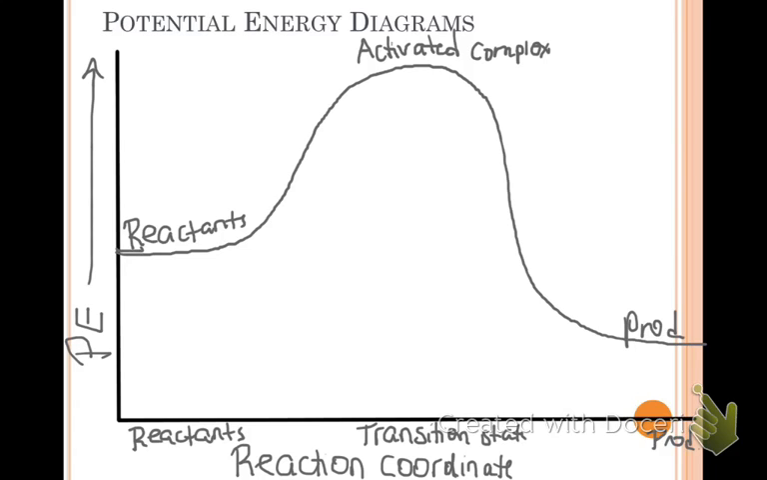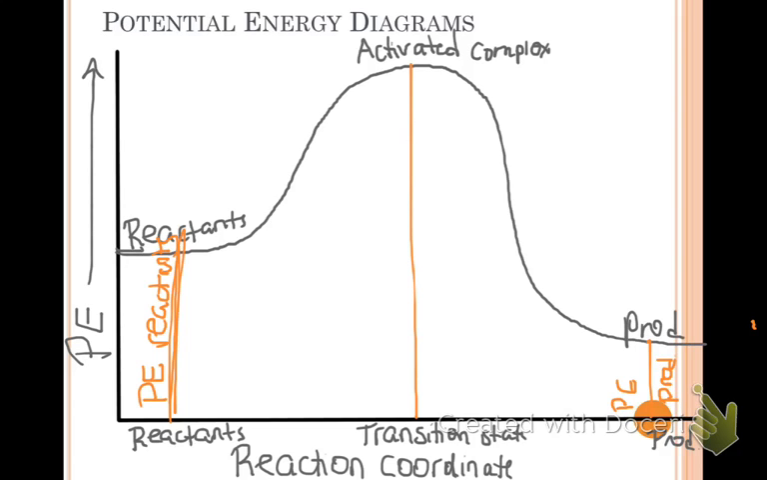Let's start labeling a little more of this. Here, this line represents potential energy. I'm going to write the PE of the reactants. That makes sense because this side is the reactant side and the y-axis is potential energy. Over here on the right-hand side, we show the PE of the products, the potential energy of the products. In the middle is the potential energy of the activated complex. This is when we have the most energy.